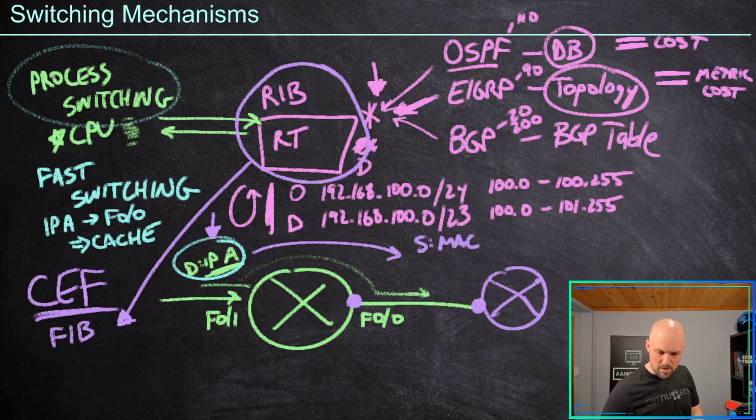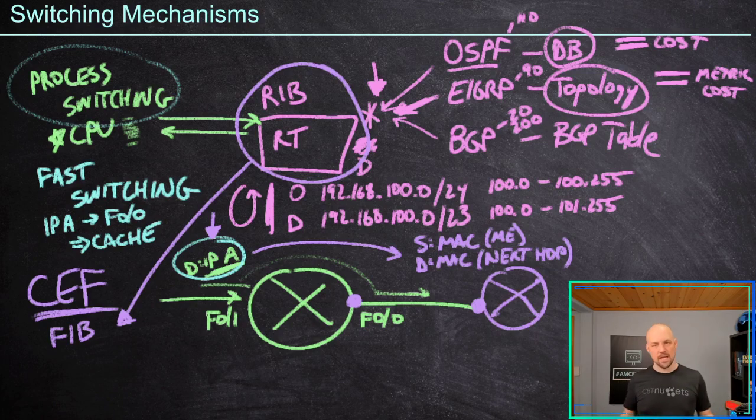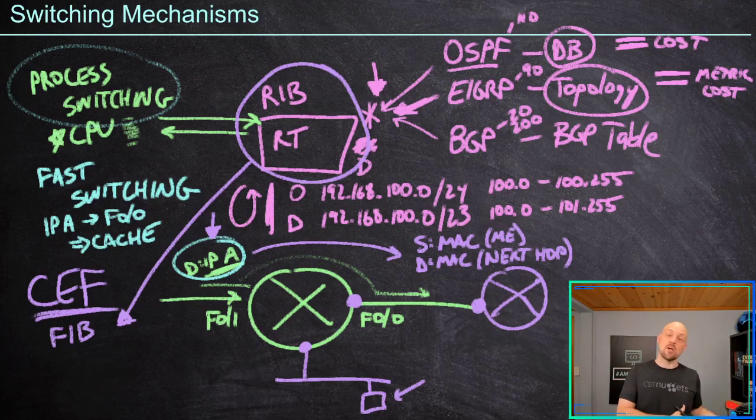So the source MAC address is me, and the destination MAC address is the next hop, wherever I'm sending it, where I'm trusting that they can get it for me. Now, the other possibility is it's local, like I'm actually attached to the host. If I'm a router with a layer 3 interface on a LAN segment and a PC on that LAN segment, the situation is exactly the same. I need to know what your layer 2 address is so that this frame can get across the layer 2 network.